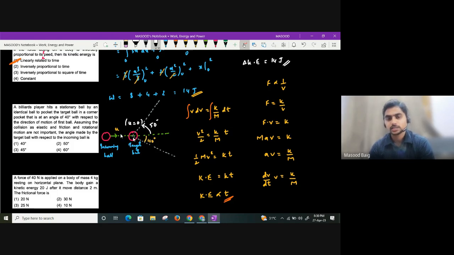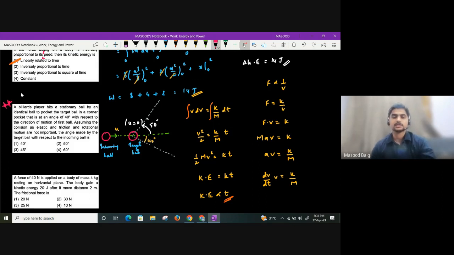Now after collision, how will incoming ball move? Incoming ball and target ball will be moving perpendicular to each other, guys. So answer should be 90 degrees over here. Option is not given. You keep it aside, guys. Clear? Understood, everyone?